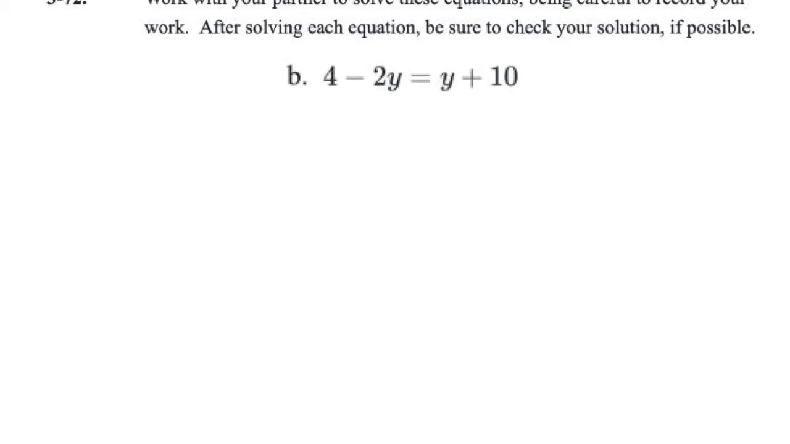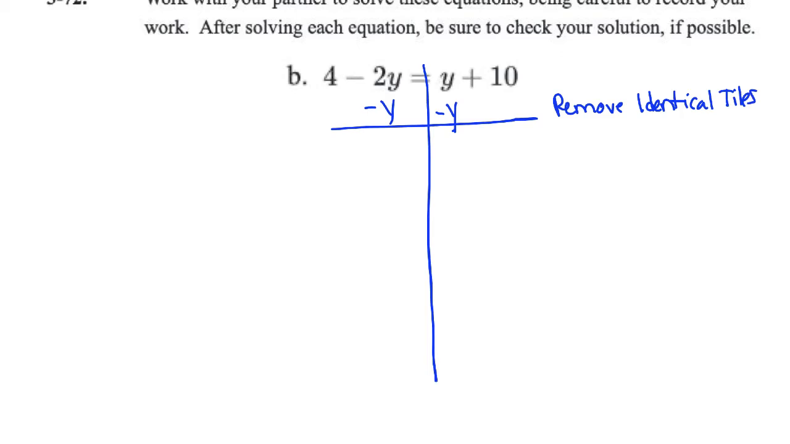Part B, 4 minus 2y equals y plus 10. So I am going to start by removing identical tiles. I'm going to remove a y tile from each side. On the left-hand side, I had 4 unit tiles. I still do. If I have negative 2 y tiles and I want to take away a y tile, that ends up to be a negative 3 y tiles. A positive y tile and a negative y tile is a 0 pair. I have my 10 left.